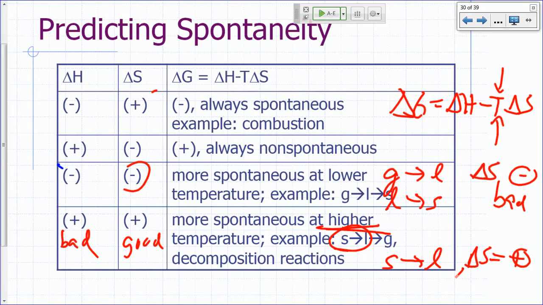Okay, what's the delta S for melting? It's positive, right? You go from solid to liquid. Your molecules need to absorb heat in order to free themselves from the forces of attraction that are holding them together. But at the same time, the entropy increases, okay? But at the same time, they're drawing heat from the surroundings. They're causing the entropy of the surroundings to go down. Okay, so you have to kind of balance two things.